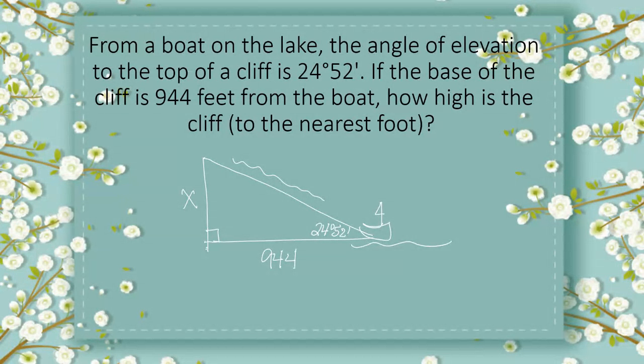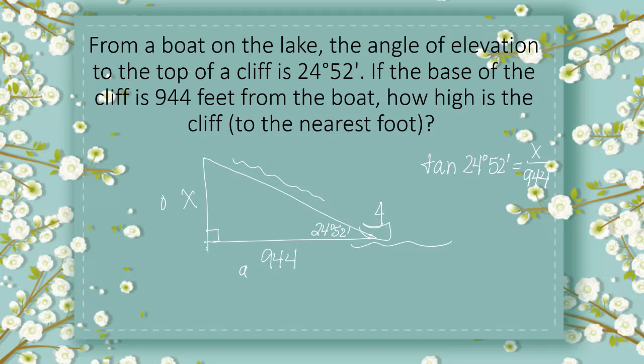Which gives us this right triangle that we can work with. The angle of elevation is this bottom right corner as you're looking up to the cliff. This is a pretty straightforward problem. We can set it up. I've got opposite and I've got adjacent, which means I'm using tangent. So tangent of my angle is equal to opposite over adjacent, so x over 944.